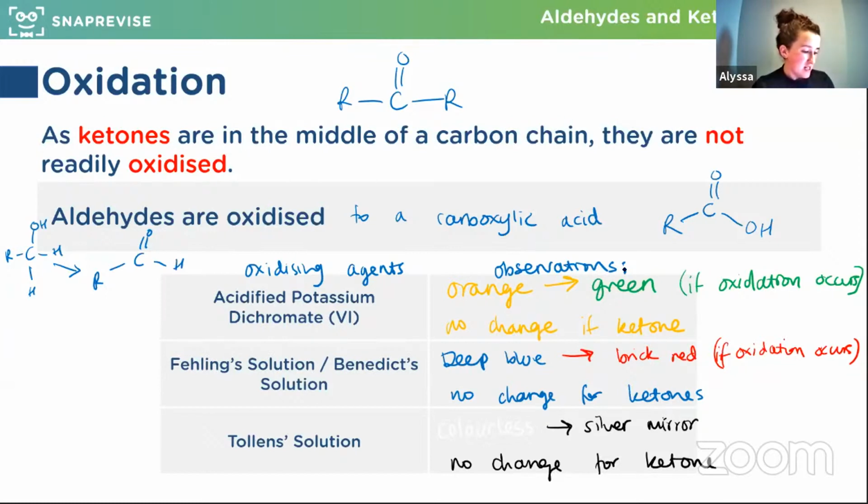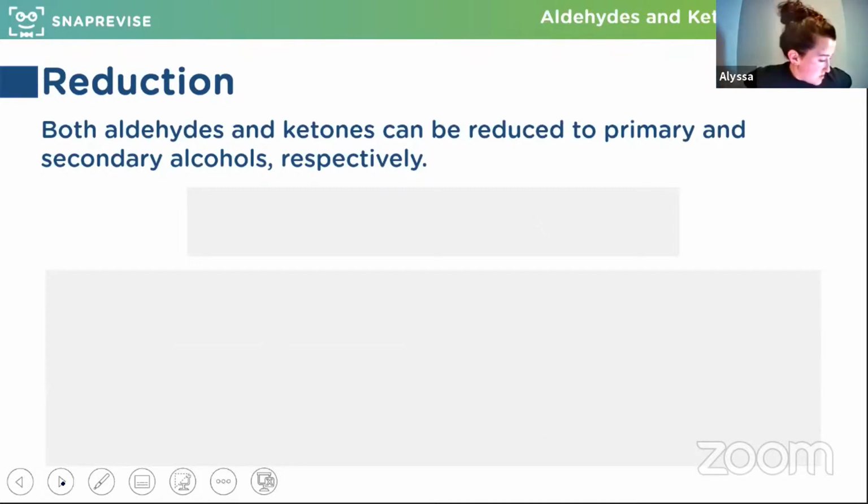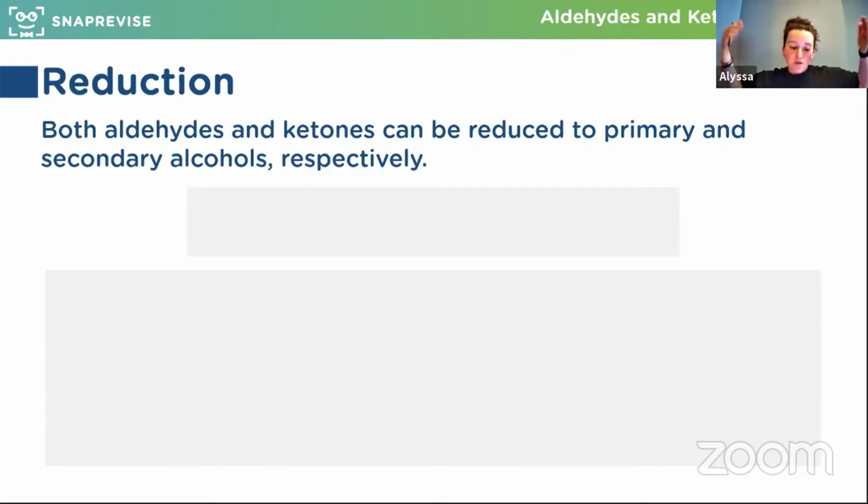Okay, right. Let's keep going, see how far through this we can get. As we're rapidly running out of time, apologies. So, reduction: both aldehydes and ketones can be reduced to primary and secondary alcohols, respectively. So we're going back the other way. If you can oxidize from a primary alcohol to an aldehyde, or from a secondary alcohol to a ketone, then you can go back the other way.